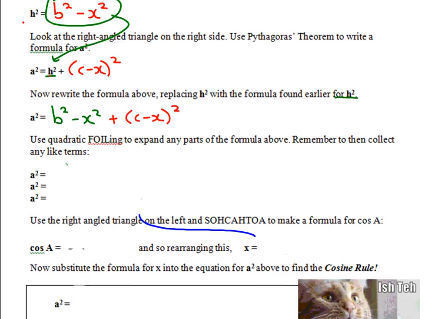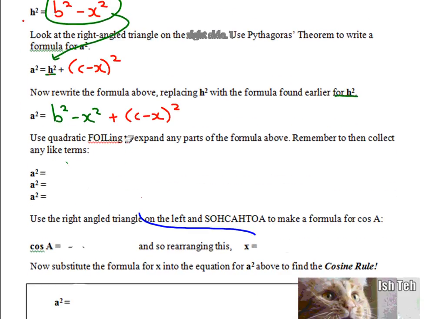Next step in our proof, use quadratic foiling. Basically it's quadratic expansion, to expand any parts of the formula above that can be expanded, for example this red part. Remember to then collect any like terms. What do we mean by this? We mean to write it out with double brackets. So you've still got the green part like before, b squared minus x squared, plus c minus x, c minus x.